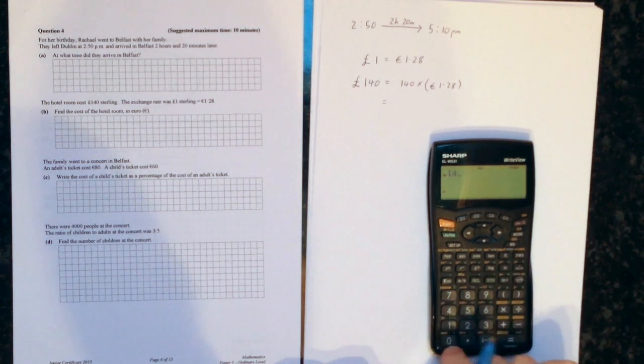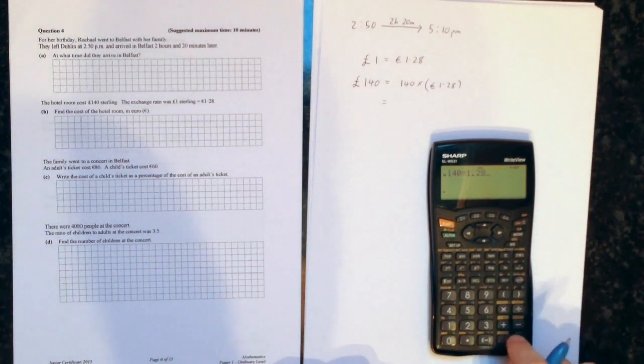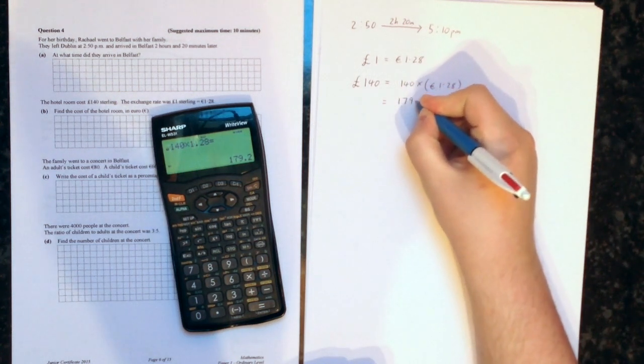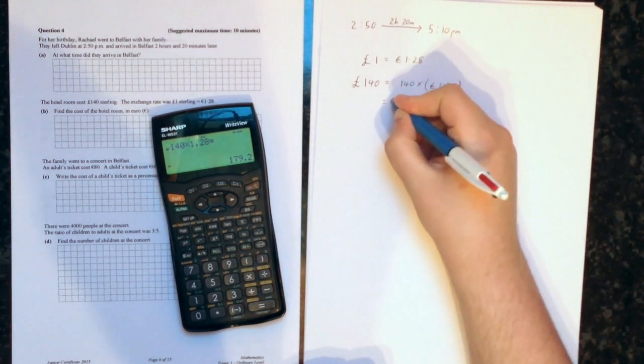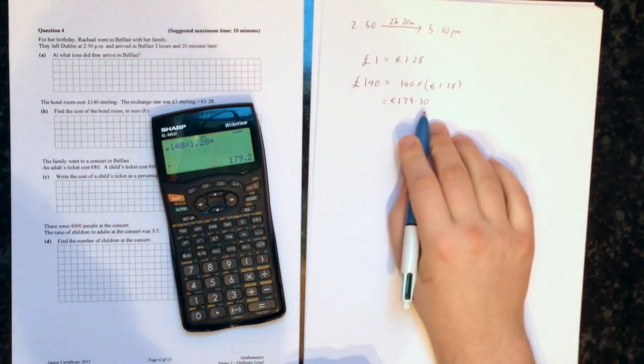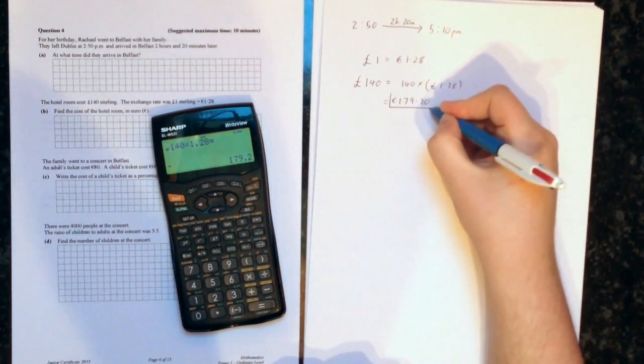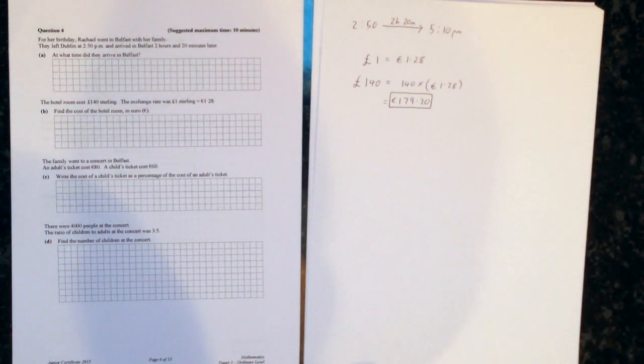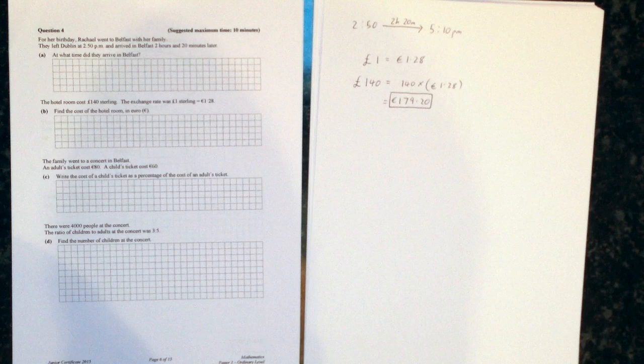So 140 multiplied by 1.28 is equal to 179.2 euros. So 179 euros and 20 cents is how much the hotel room will cost in euros. The family then went to a concert in Belfast. An adult's ticket costs 80 euros and a child's ticket 60 euros. Write the cost of a child's ticket as a percentage of the cost of an adult's ticket.